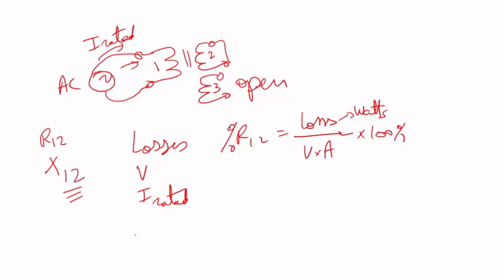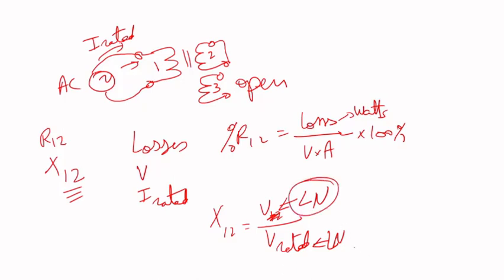Then reactance is the same thing. Reactance is the voltage you applied or you measured, divided by rated voltage of the winding you energize. But just keep in mind, if you measure this line to neutral, this has to be line to neutral, otherwise you're going to be off by a factor of √3. So you don't want to, for instance, measure this line to neutral and put line to line here, because your result is going to be incorrect.